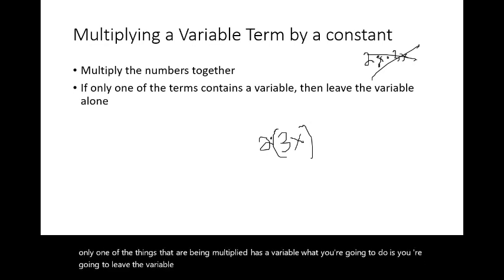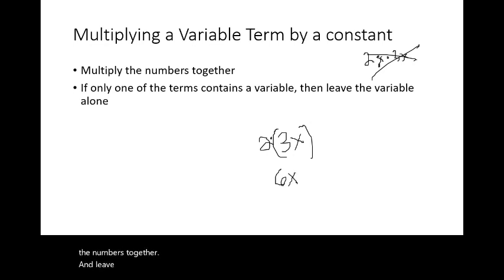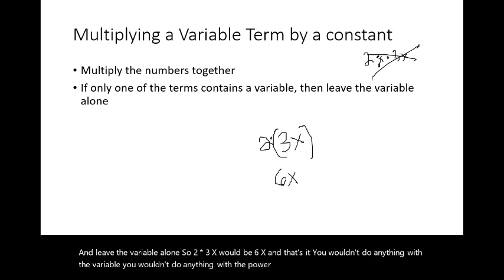So when you have a variable expression 3x multiplied by a constant 2, all you will have to do is multiply the numbers together. That's it. You just multiply the numbers together and leave the variable alone. So 2 times 3x would be 6x, and that's it. You wouldn't do anything with the variable. You wouldn't do anything with the power. You just leave the variable alone.